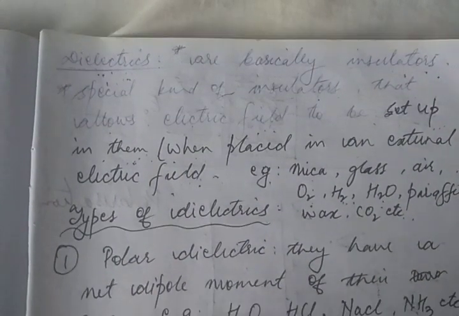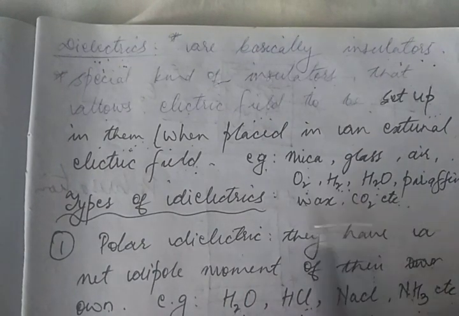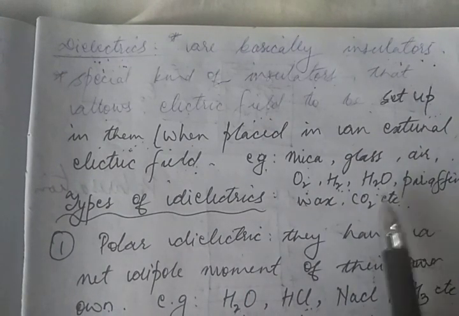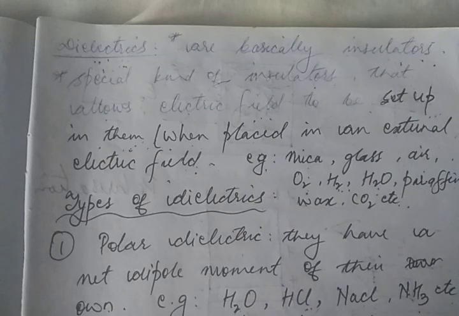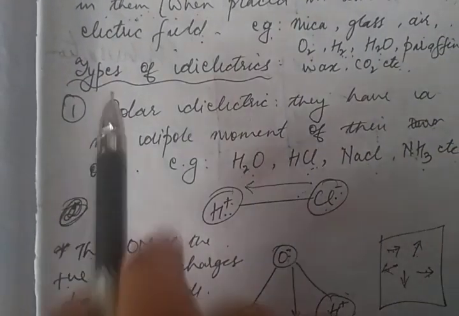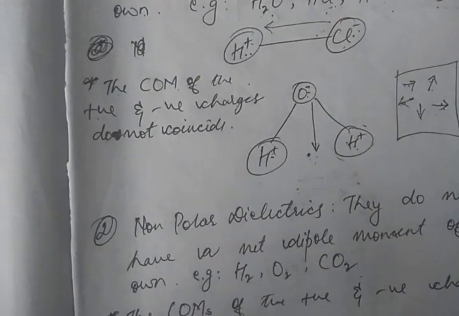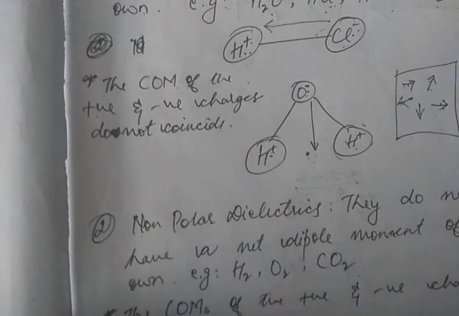Now some examples of dielectrics are mica, glass, air, oxygen gas, hydrogen gas, water, paraffin wax, carbon dioxide, etc. Now first let us look at the types of dielectrics. Dielectrics can be of two kinds. One is called a polar dielectric, and the other of course is non-polar dielectrics.